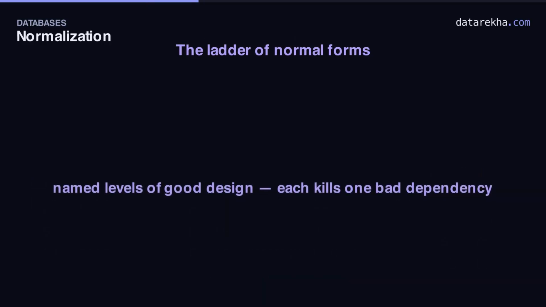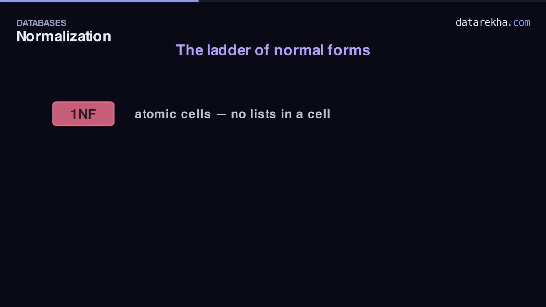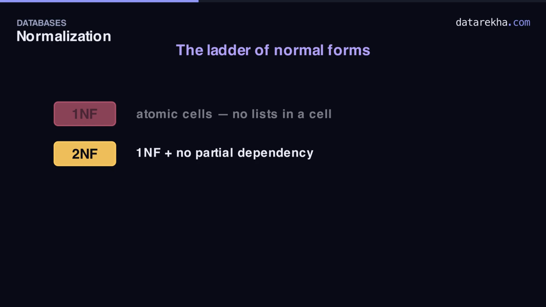So how far do we split? And by what rule? That's exactly what the normal forms answer. Each one is a named level of cleanliness, and each fixes one specific kind of bad dependency. First normal form is the ground floor. Every cell holds one atomic value. No lists hidden inside. Second normal form adds a rule. No non-key column may depend on only part of a composite key.